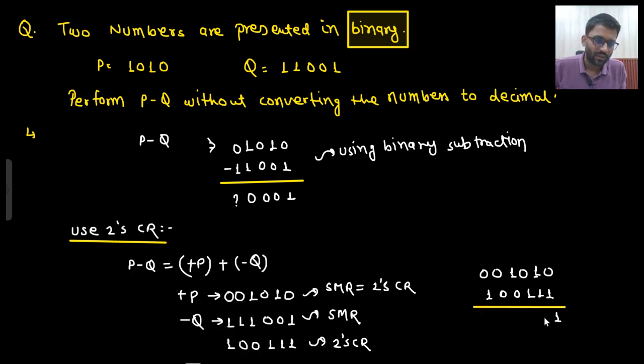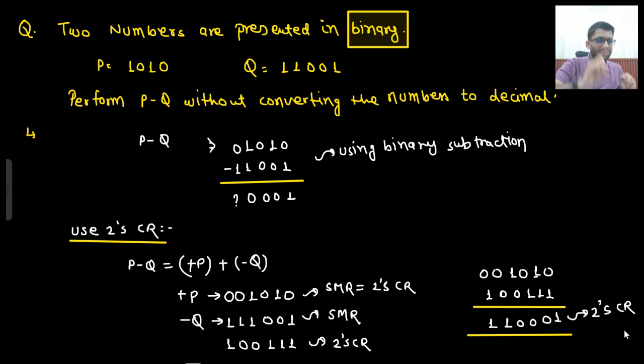So 1, 0, 0, 0, 1 and 1. Carry is not generated. And what is this answer? This answer is in 2's complement representation, right? We are performing 2's complement representation addition, so the answer is in 2's complement representation.